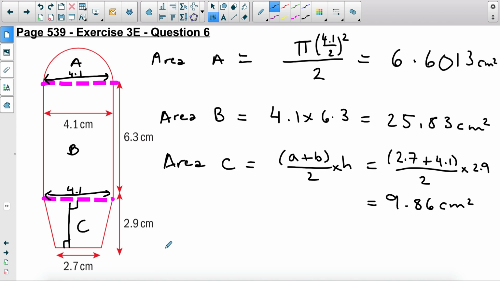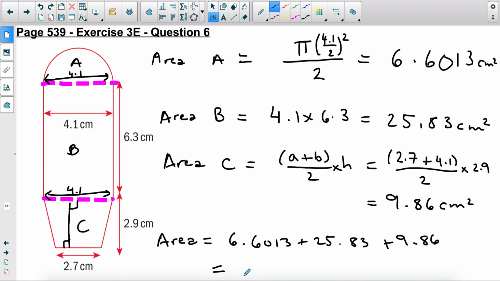Now, the area of the whole shape. Always remember to read back at the question and make sure that you've answered the question. The question wanted the area of the whole shape, so the area is simply equal to 6.6013 plus 25.83 plus 9.86, which is equal to 42.29 centimeters squared. If you want to round this, then it is 42.3 centimeters squared, as it would be written in your book. I calculated this based on 2 decimal places, so without the 13 over here.